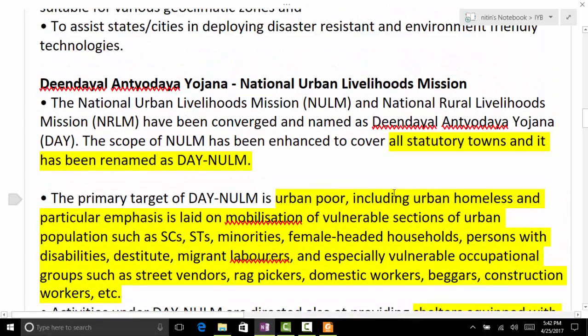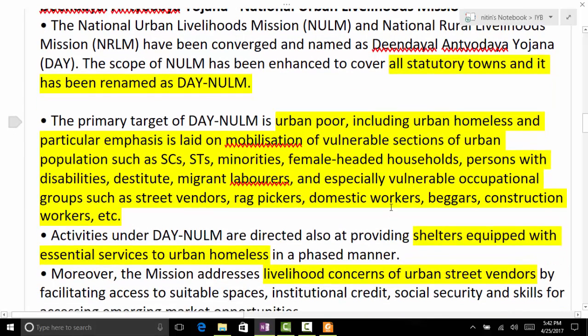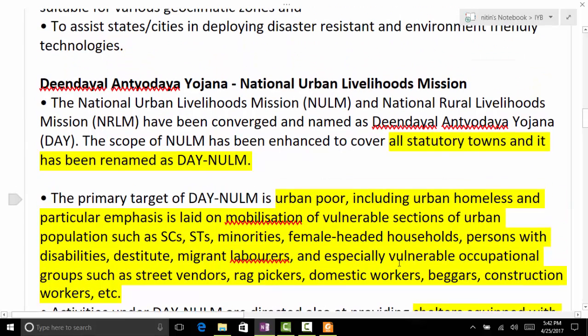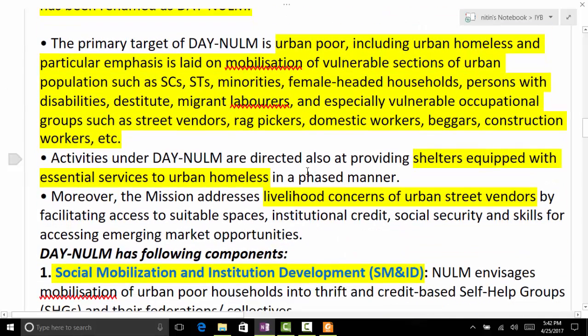Basically it is for livelihood purposes. Who are the beneficiaries? The urban poor, including the urban homeless, with particular emphasis on the mobilization of vulnerable sections of the urban population: SC, ST, minorities, female-headed households, persons with disability, destitute, migrant laborers, and especially vulnerable occupational groups like street vendors, rag pickers, domestic workers, beggars, construction workers, etc. These are the beneficiaries.